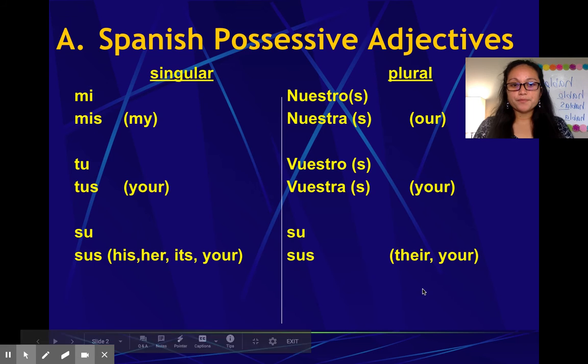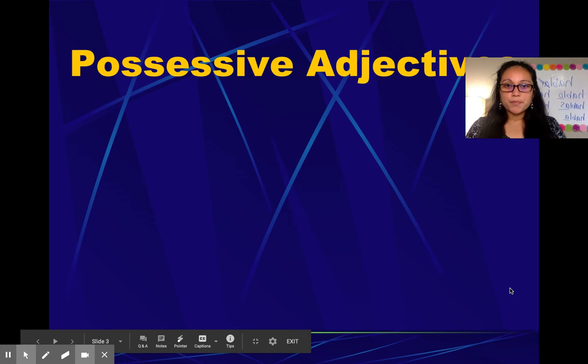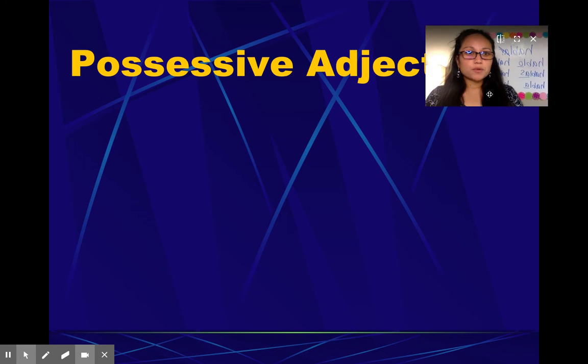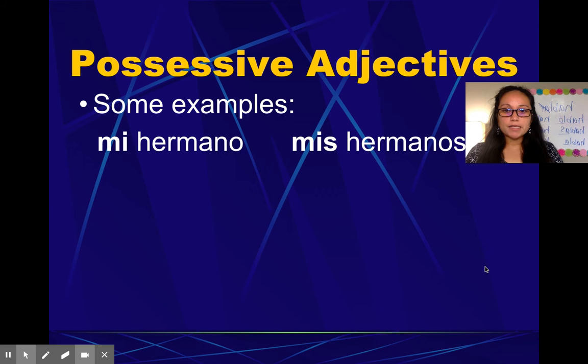Yay. Remember, you can pause this as many times as you need to. I want to show you some examples of the possessive adjectives. I don't know where to put this thing. There it is. Some examples just for practice, okay?